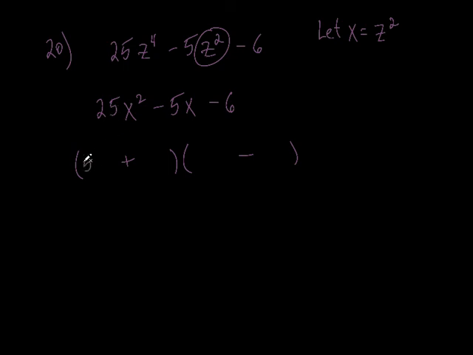But I'm not finished. I'm not going to circle that, because that does not equal that, does it? So what I have to do is just replace that x with what? Z squared. And that's as easy as it could be. So it's 5z squared minus 3, and then 5z squared again, right? Because x is z squared, plus 2. And there you go. That's your factoring right there.